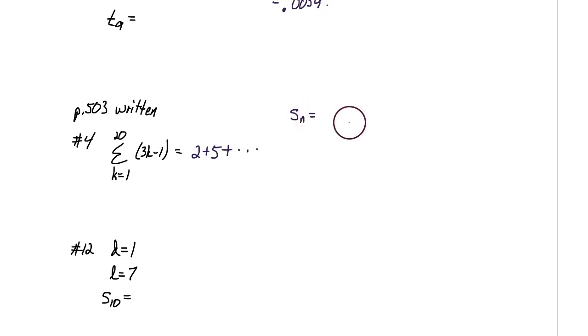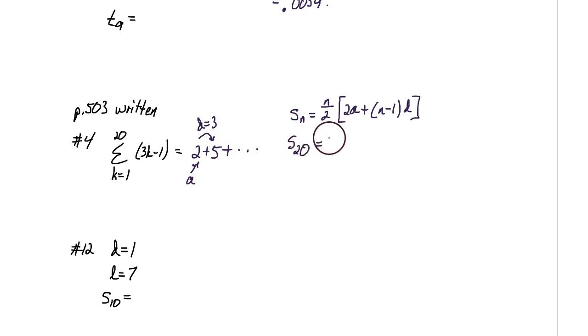S sub n equals. Then we need to know the formula for this type of sequence. This is an arithmetic sequence where the value of a is 2 and the difference between the numbers is 3. So the formula is S sub n equals n divided by 2 times 2a plus n minus 1 times d. Now let's make our substitutions to find 20 terms. So for n, fill in 20. For a, fill in 2. For n, fill in 20. And for d, fill in 3.